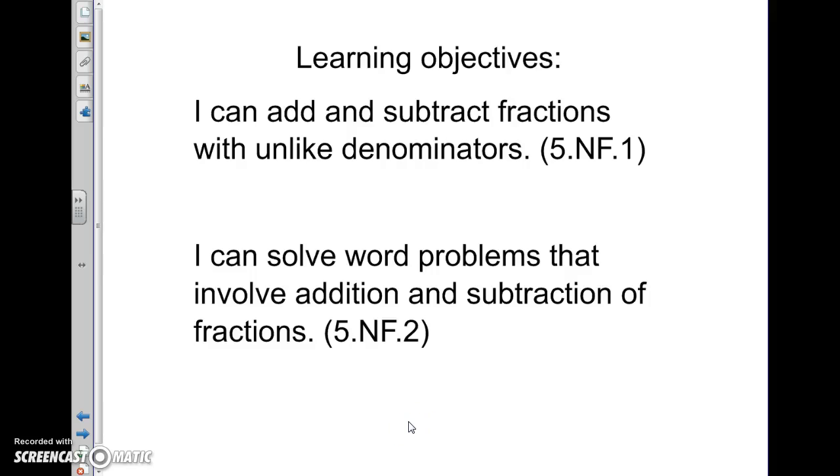We're going to continue our review of skills that you guys have already mastered, but we need to rethink tools that we're going to use as we continue our work on our performance tasks this week in school. Our learning objectives: I can add and subtract fractions with unlike denominators, 5th grade standard NF1, and I can solve word problems that involve addition and subtraction of fractions, which is 5th grade standard NF2.